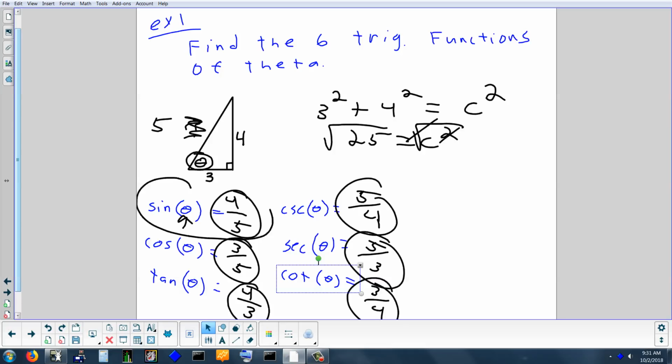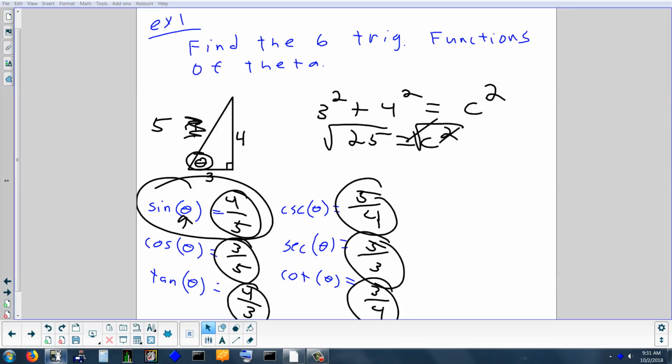If you were dealing with this one and you wanted to get rid of that, so it said theta equals, you would take the inverse sine of 4/5, and that would tell you how big that angle is. Or you could take the inverse cosine of 3/5, or the inverse tangent of 4/3. You'd get the same answer no matter which one you did. That would tell you how big the angle is.